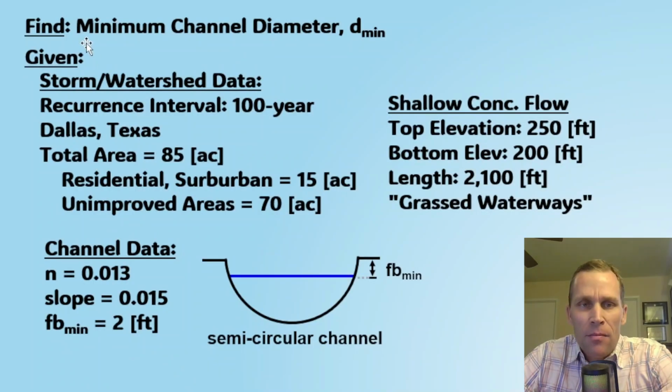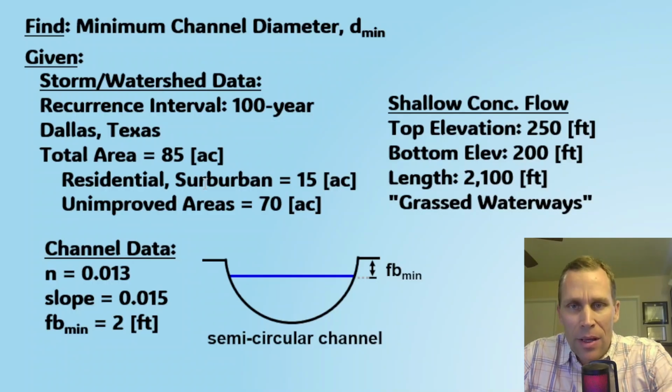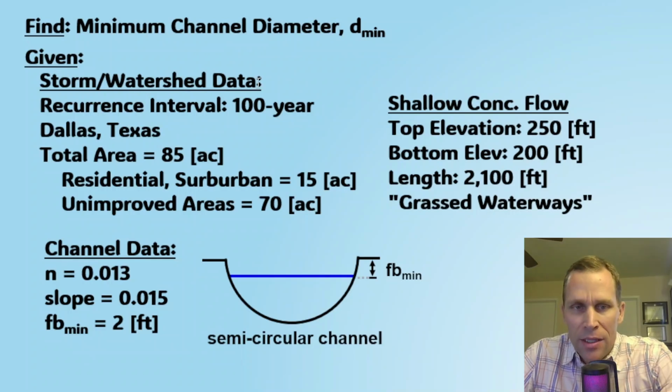Here you see it. Find the minimum channel diameter, D sub min, of this semicircular channel right down here. Now, the channel data is provided, such as the Manning's n, the longitudinal slope, and FB sub min is the minimum freeboard. So we need to maintain at least 2 feet of minimum freeboard. To determine the flow rate through this channel is also going to be a large part of this exercise, and we're going to determine that using the watershed data and the rational method calculator. So as you see, we have a bunch of storm/watershed data provided.